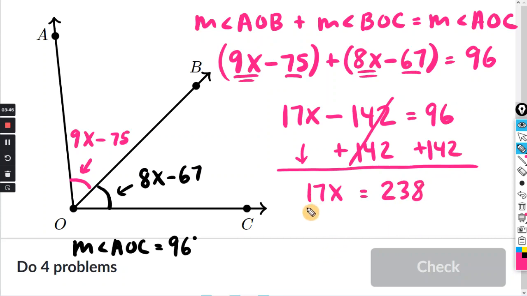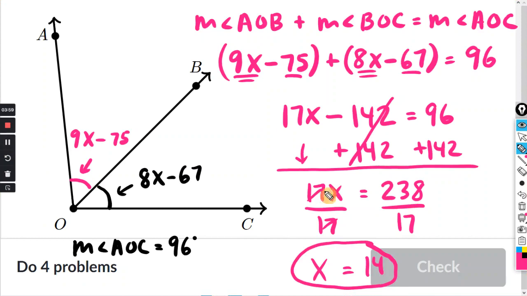Solving for x, divide both sides by 17. The 17s cancel. And x equals, let me do this on the calculator. 238 divided by 17 gives us x equals 14. Okay, now that's not what they asked us.